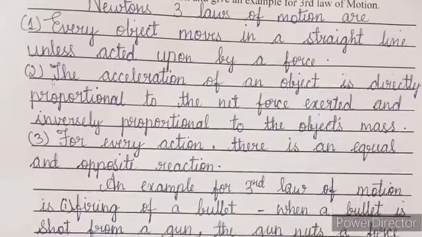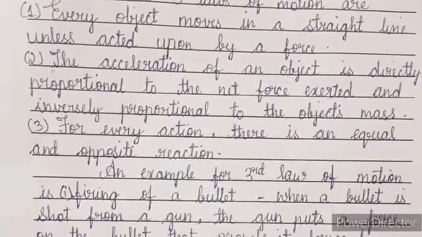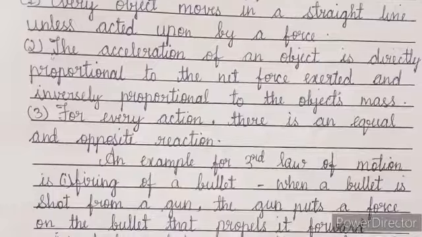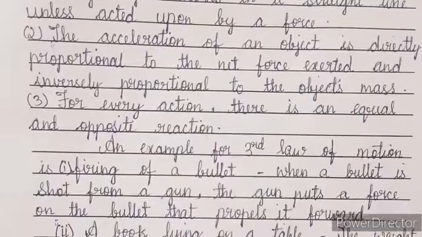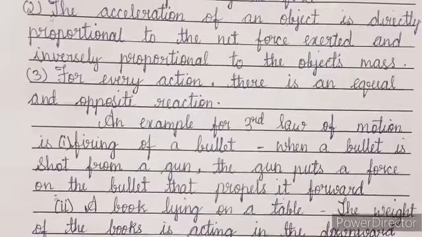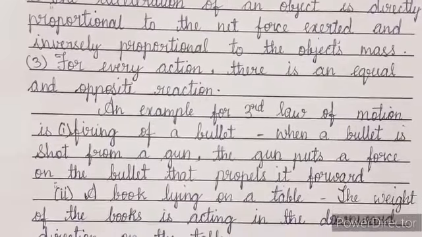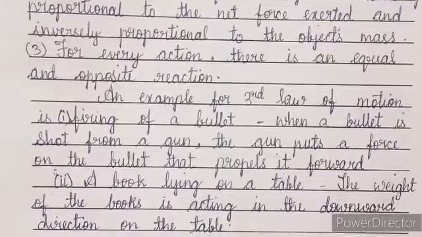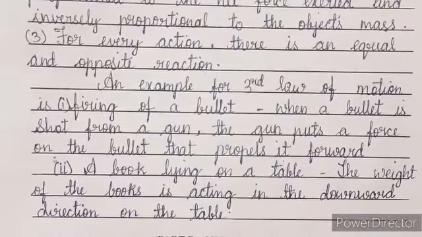Answer: Newton's three laws of motion are: number 1, every object moves in a straight line unless acted upon by a force. Number 2, the acceleration of an object is directly proportional to the net force exerted and inversely proportional to the object's mass. Number 3, for every action there is an equal and opposite reaction.